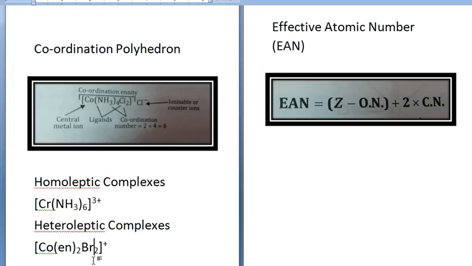Now the next term is effective atomic number. The effective atomic number, or EAN, of a metal ion in a complex is given by the atomic number of the metal minus the oxidation state of the metal ion plus 2 into the coordination number. This is the formula: EAN = Z - oxidation number + 2 x coordination number. A stable complex is formed if EAN is equal to the atomic number of the nearest noble gas. This rule is applicable in many cases, but in some cases it fails.